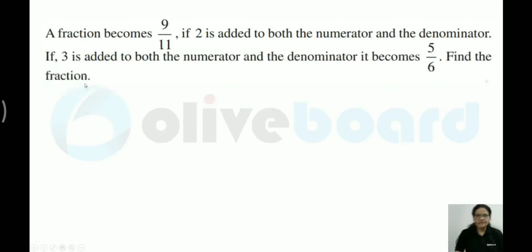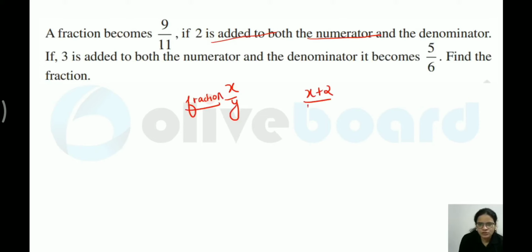I think it is clear. Now let me solve one more question. The fraction becomes 9 by 11 if 2 is added to both numerator and denominator. Let me assume my fraction is x by y. If you are adding 2 to numerator and denominator, x plus 2, y plus 2, it is becoming 9 by 11. And if 3 is added to both of them, so x plus 3, y plus 3, this is equal to 5 by 6.